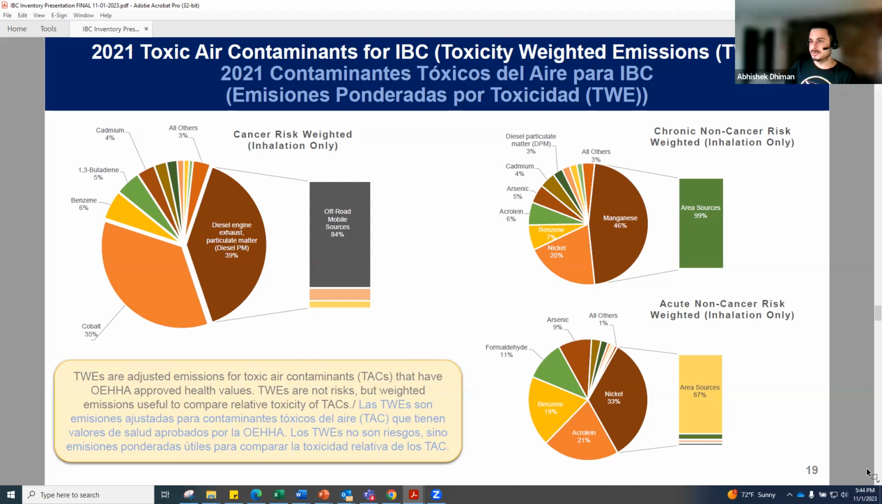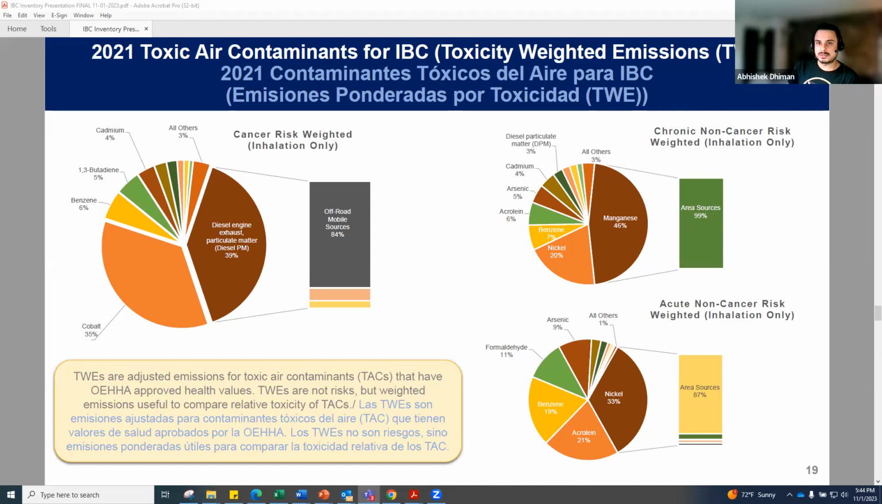Thank you, Domingo. This slide shows the 2021 toxic air contaminants, also called TACs for short, for the IBC community. To relatively compare toxic emissions, we have calculated toxicity weighted emissions, also called TWEs, using approved health values. Please note that TWEs are not risks, but weighted emissions, useful to do a relative ranking of all the toxics based on their toxicity. So the TWEs are really helpful to do that.